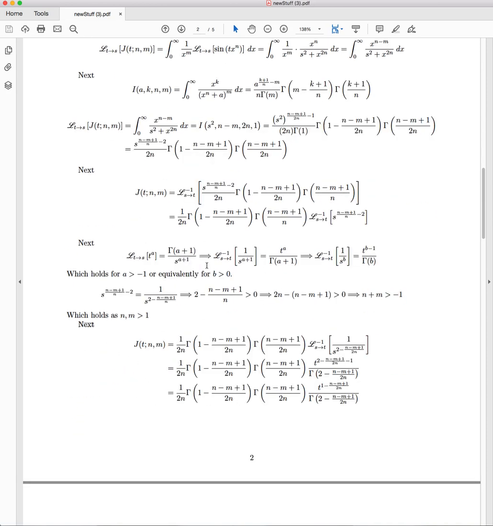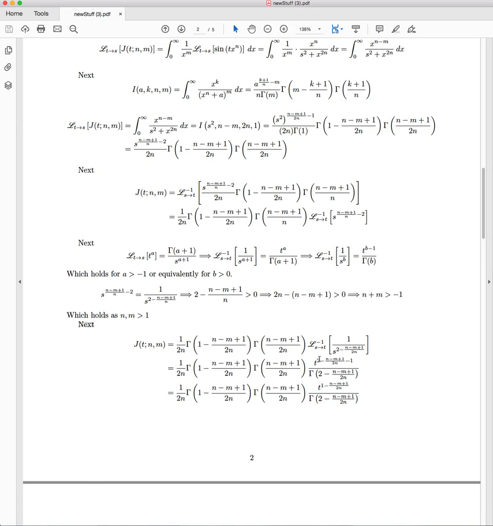So therefore, excuse me, J of t comma n is equal to this expression that we had here, times the Laplace inverse of the s term. Remember, all I've done here is I've just transformed it into the form of 1 over s to the power of b, which is what we've got here, so we just have that term from before, times t to the b minus 1. So remember, in this case, b is equal to 2 minus n plus 1 over 2n, which is what we've got here.